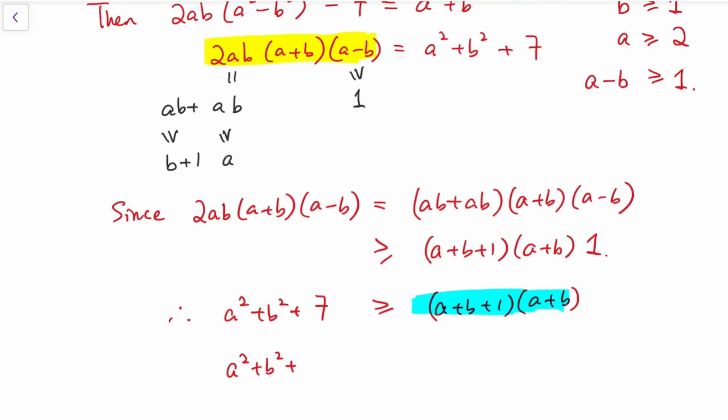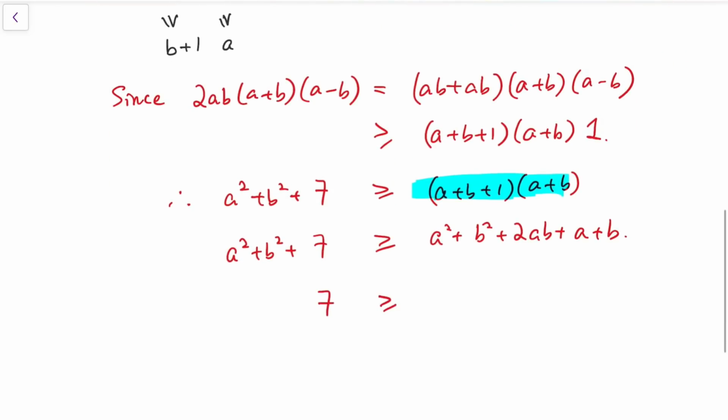Then expanding the right side, we have a squared plus b squared plus 2ab plus a plus b. And so we have 2ab plus a plus b is at most 7. Furthermore, we know that under our previous assumption, a is at least 2 and b is at least 1.